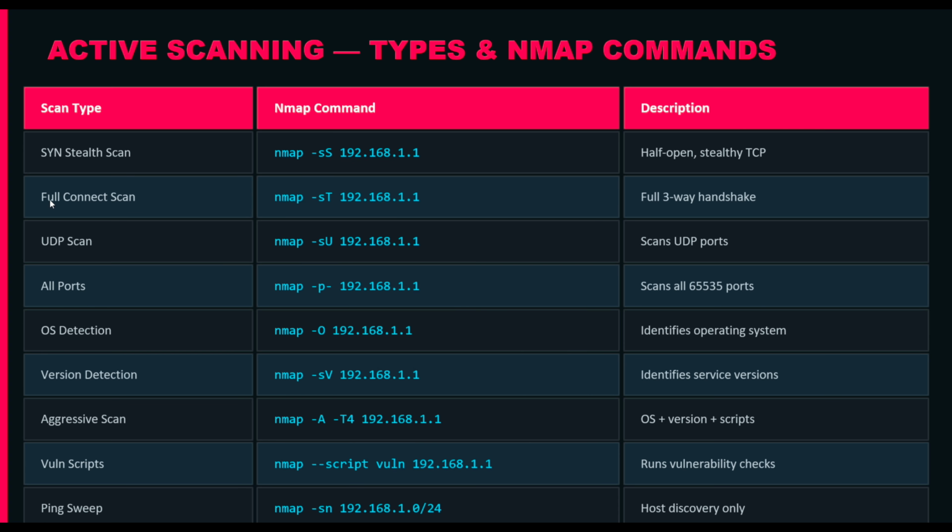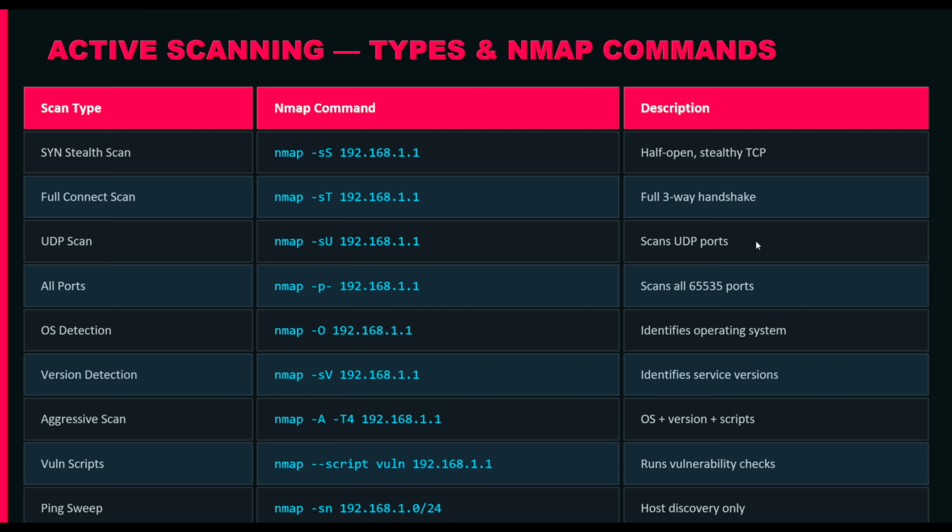Next is the full connect scan. This is nothing but a TCP scan. You can see here the full three-way handshake. The three-way handshake happens only in TCP. You have heard about that, right? This is that one. Next one is the Nmap UDP scan.